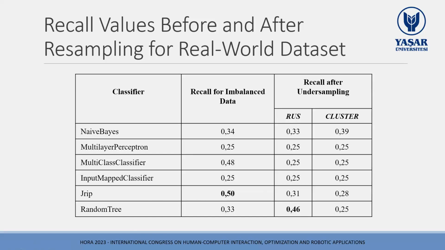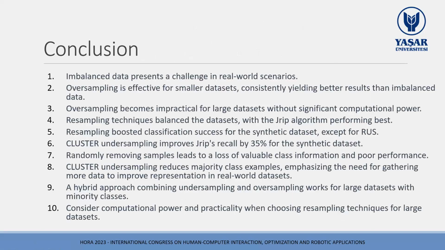So the naive Bayes algorithm with the cluster technique and the random tree algorithm with the RAS technique exhibit some enhancements. However, this cluster is less than all these because the minority class is low, so because of that. And now let's move to the conclusion part.